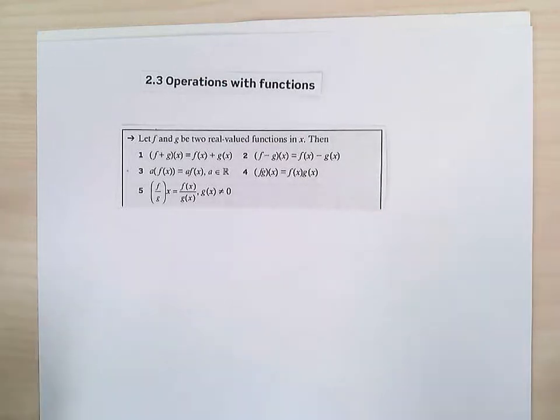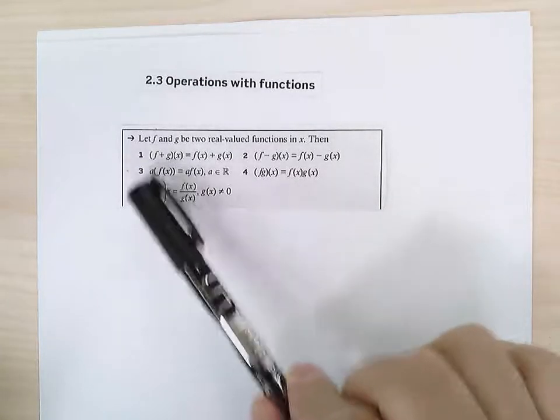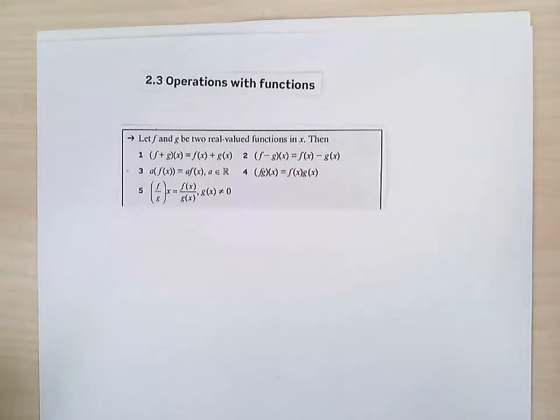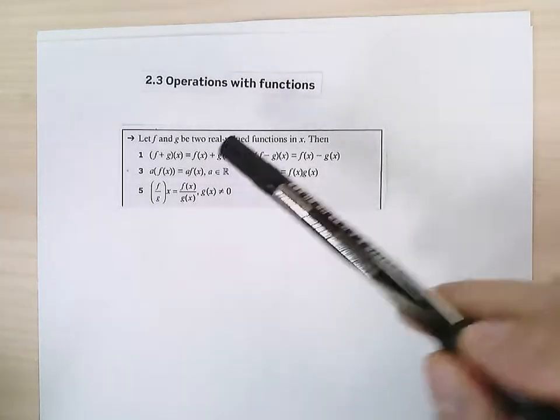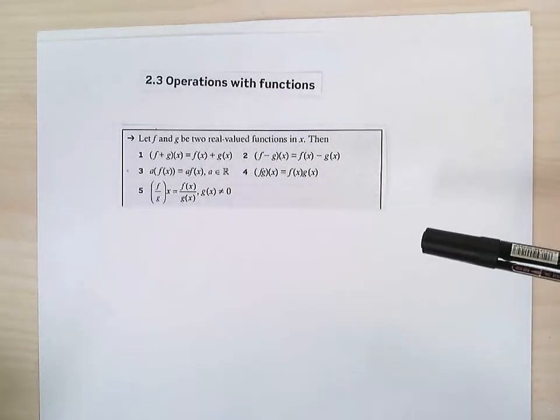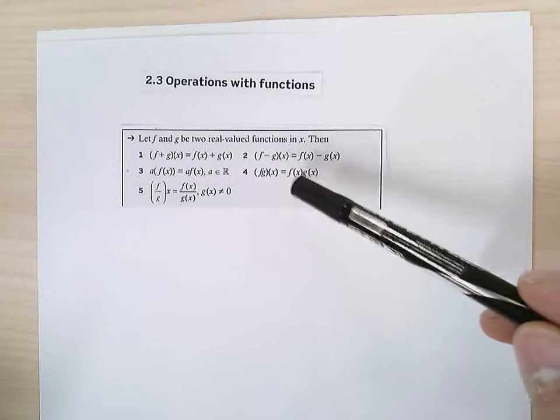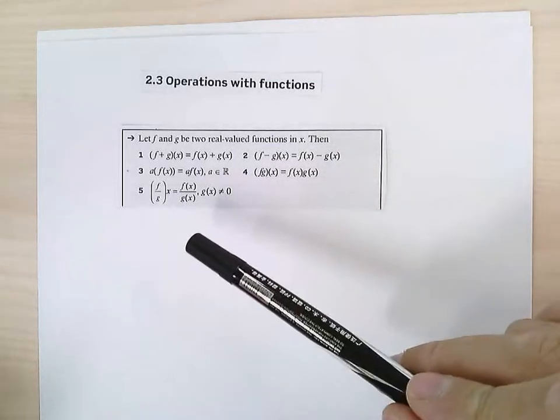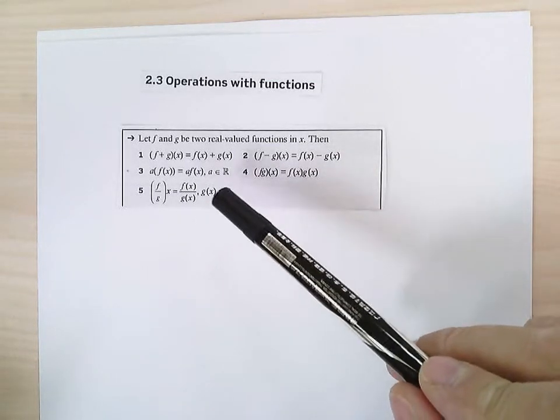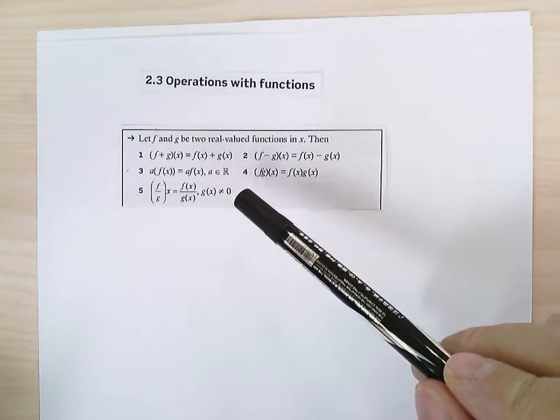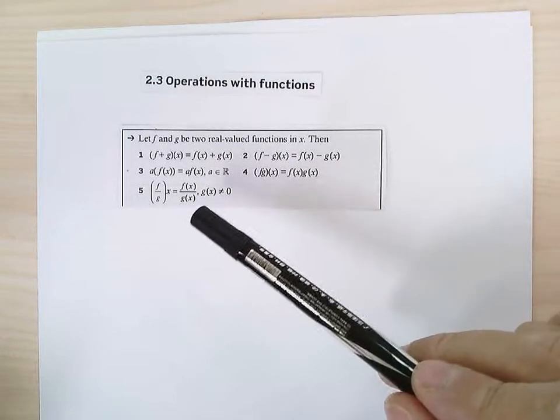Well, we're going to look at 2.3, operations with functions. This should look familiar. You've done this before in algebra, I'm sure. But when you take the sum of functions, you can add them, we can subtract them, we can multiply them by some number, and we can multiply two functions together, and we can also divide, provided that g(x) is not equal to 0, right? Because you can't divide by 0.